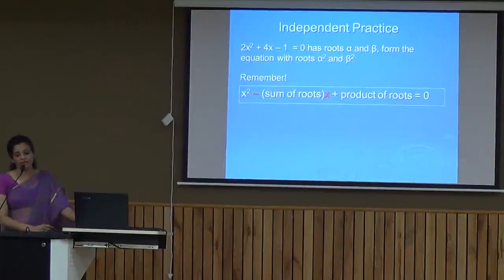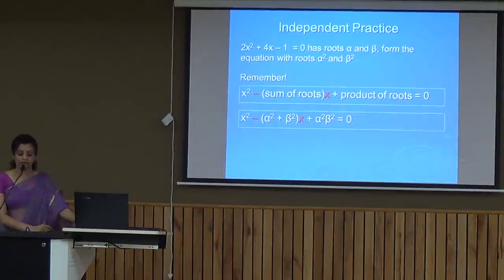Independent practice. 2x² + 4x − 1 = 0 has roots alpha and beta. Form the equation with roots alpha squared and beta squared. And remember, x² − (sum of roots)x + product of roots = 0.